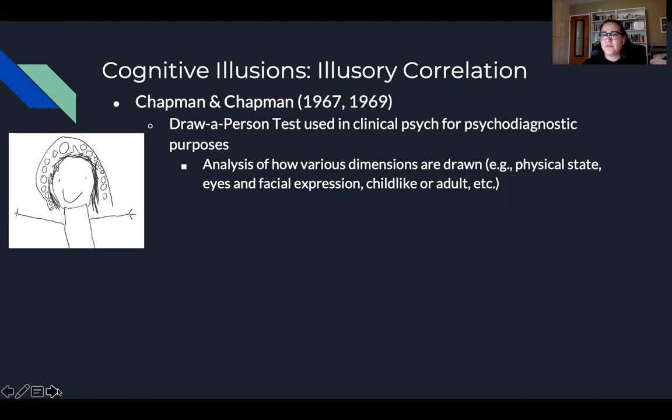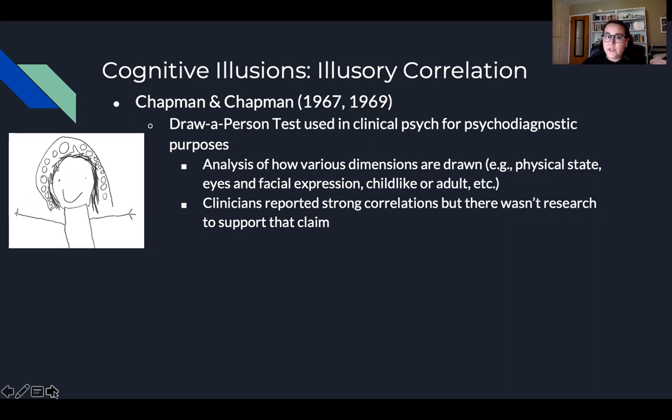So whether the figure is drawn tall or short or muscular or overweight, or if the eyes are shaped in a certain expression, you know, are they frowning? Are they angry? Are they smiling? Does the figure look childlike? Is it more like an adult? Things like that.